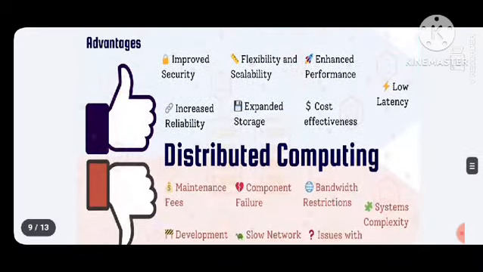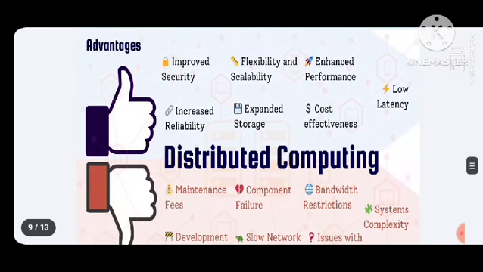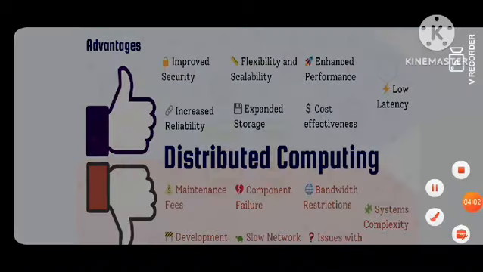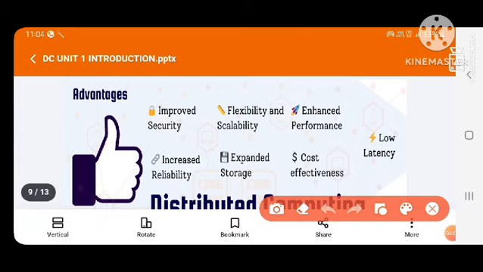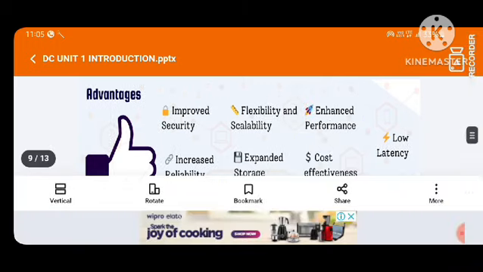The next one, what are the advantages and disadvantages of distributed computing? So the advantages, first one, we are using more systems, that is enhanced performance. This is first one. Then it is improved security, flexibility and scalability, low latency, cost effectiveness, expanded storage, increased reliability. These are the advantages of distributed computing.